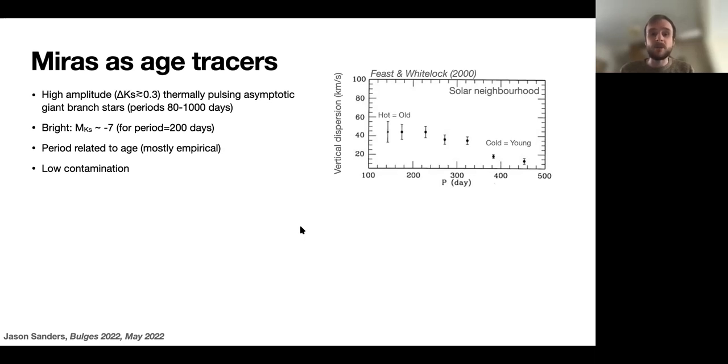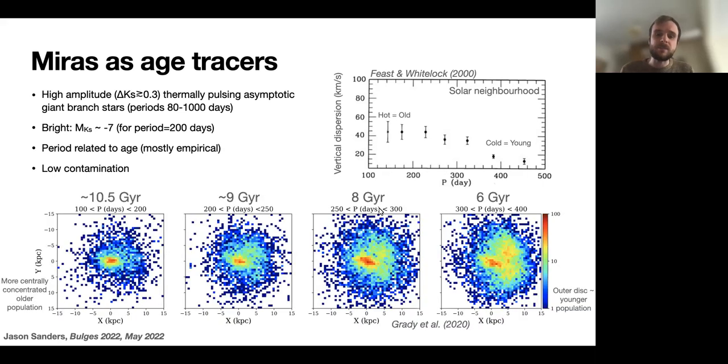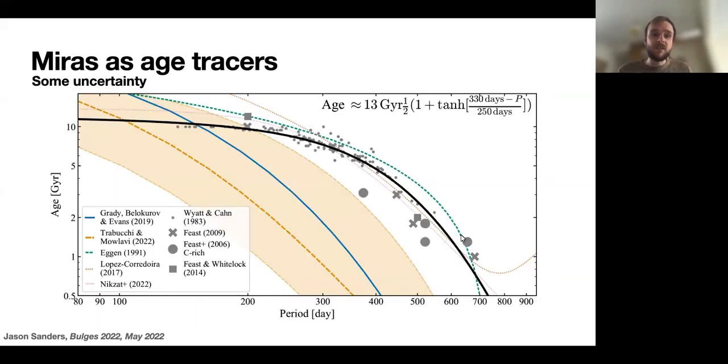And this is mostly an empirical observation, mostly based on looking at the dispersion as a function of period, where the lower, shorter period objects clearly have hotter kinematics that we'd associate with older ages. And this has been used quite recently in James Grady's work to understand the inside-out formation of the Milky Way using Mira variables from Gaia. However, the exact period-age relation is quite uncertain, and there needs to be some considerable work in understanding exactly the form of this relation. However, largely the empirical relations all agree with each other.